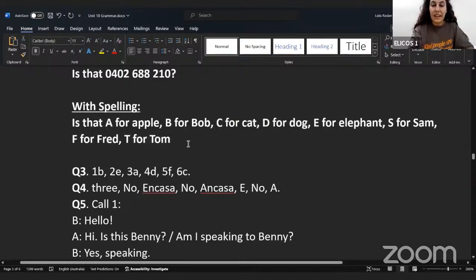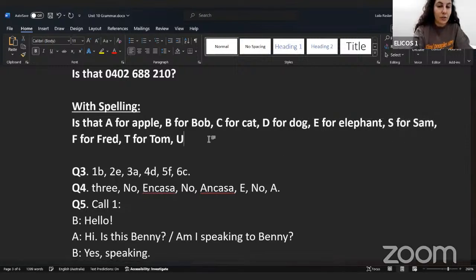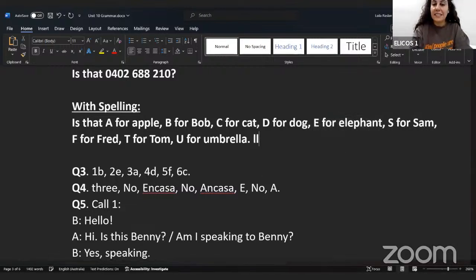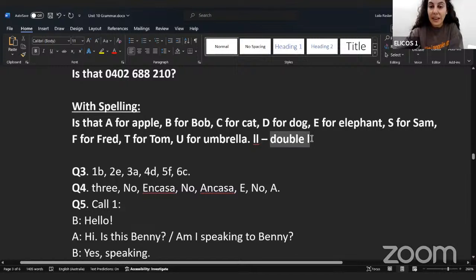So if Sue Ellen was saying her name, she would say, my name is Sue Ellen, S for Sam, and then U is a very hard one, U for umbrella. Okay, so you've got to find the most common kind of word, U for umbrella, E for elephant, and then double L, when you have two letters together. So we call this, for example, double L. You don't say L L, you say double L.